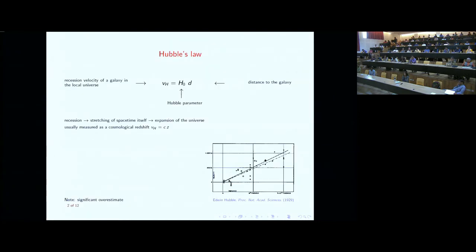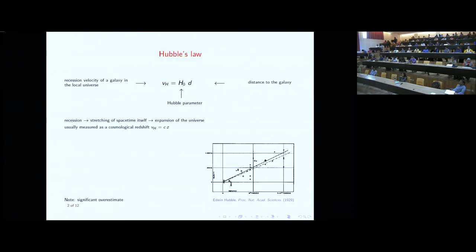Hubble's law is actually a very simple relationship between the recession velocity of galaxies in our local universe and the distances to the galaxies. And the constant of proportionality is the Hubble parameter. It's given by this simple expression that I have on the slide. This recession of the galaxies away from each other, away from us, can be connected to the stretching of space-time itself, and hence the expansion of the universe. So the Hubble parameter is the parameter that characterizes the rate of expansion of the local universe.